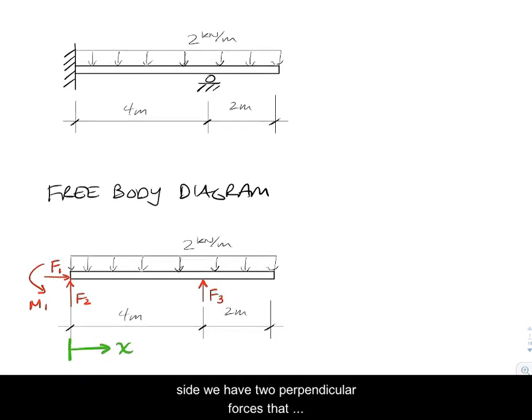On the left side, we have two perpendicular forces that represent the complete translational restraint given by the wall. I've called them F1 and F2. There is a rotational restraint represented by M1 from the wall. So again, that wall restrains all translation and rotation. And then the roller is represented by its vertical restraint, and I've called that F3.